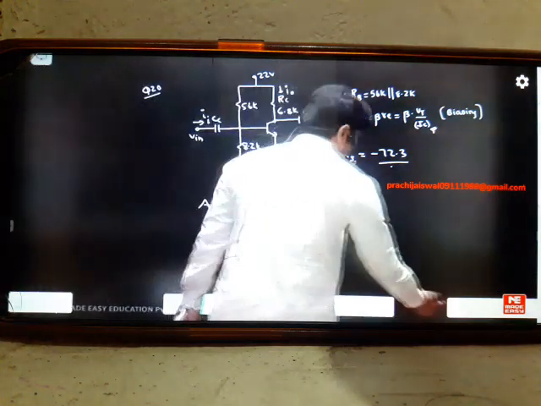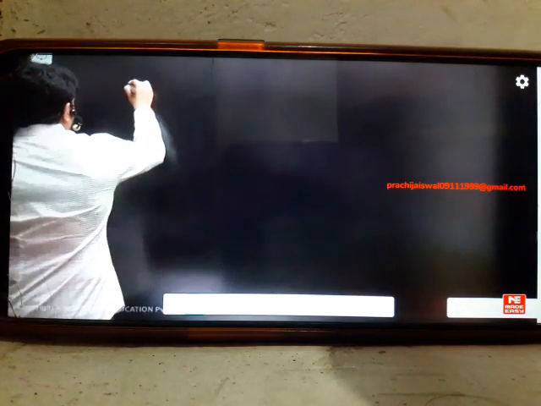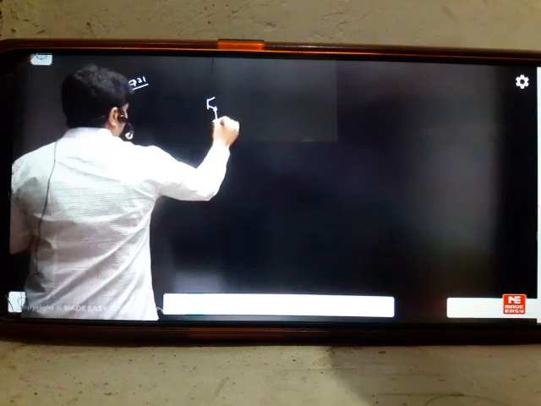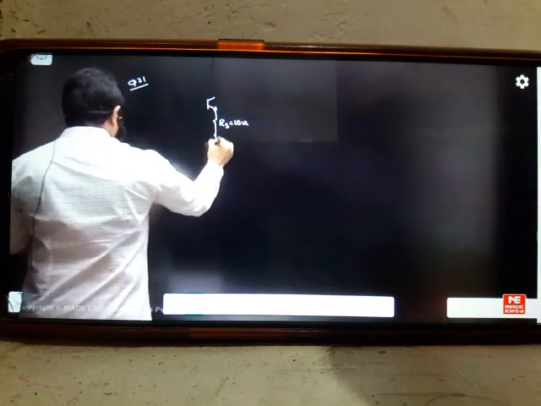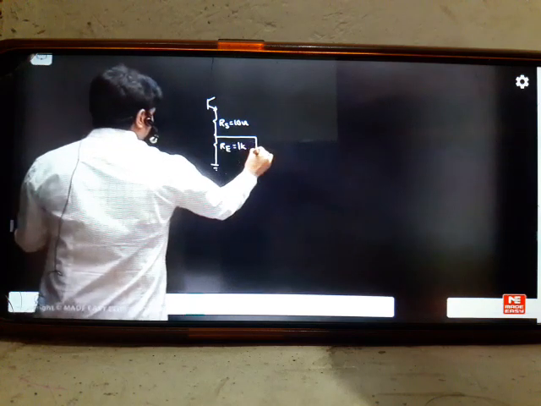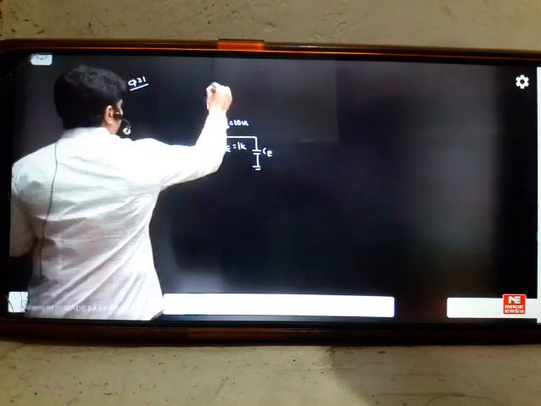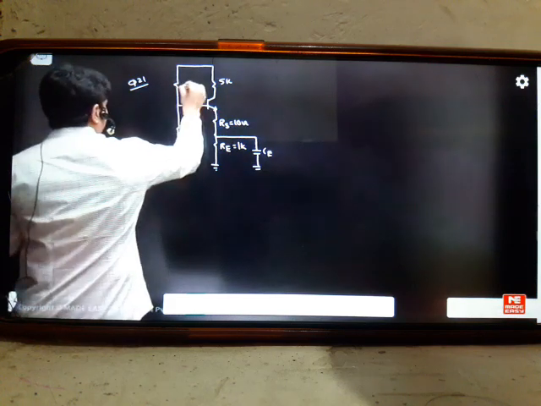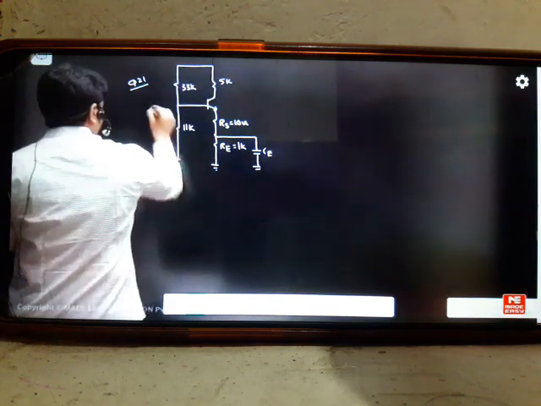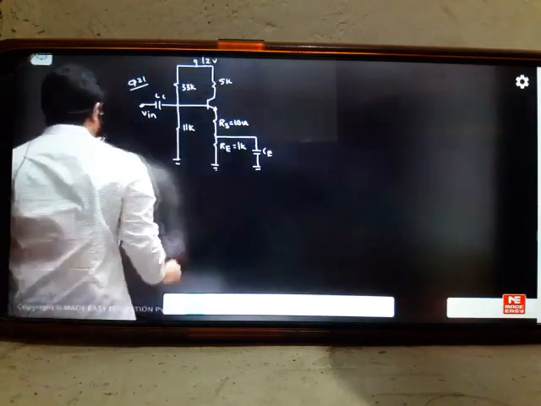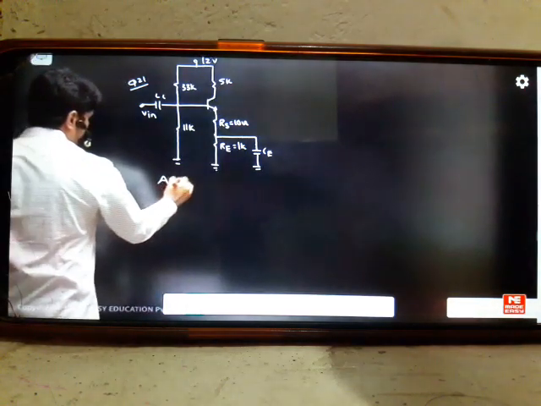Coming to the 21st question, if you see question number 21, it's a very good question. Very confusing for the students. RS is 10 ohms, he has given. RE is given, it is 1 kilo ohm. Here he kept the capacitor, and here 5K, 33K, 11K, capacitor, output, input. He's asking you the voltage gain of the amplifier.